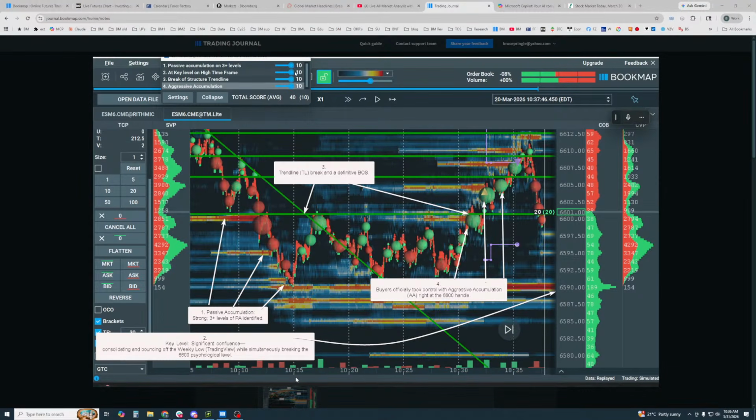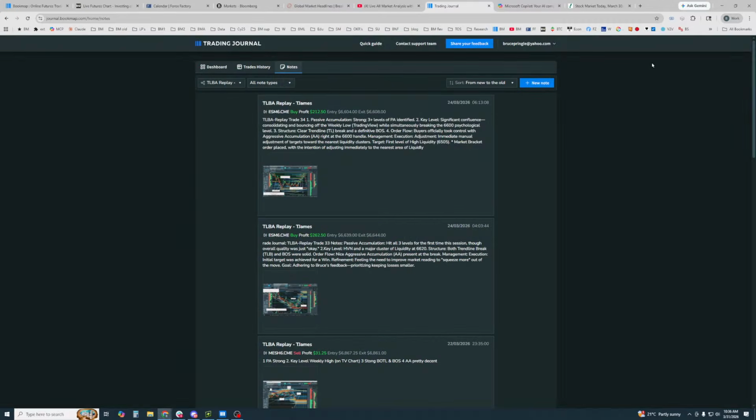Now he rated this one 10 across the board, and this is what he was looking for. He marked up his chart in here, and this is where you gain your experience about which ones look good and which ones don't. This isn't replay mode, so they're all going to be pretty good, but you get the idea. And then he's got his notes in here as well.